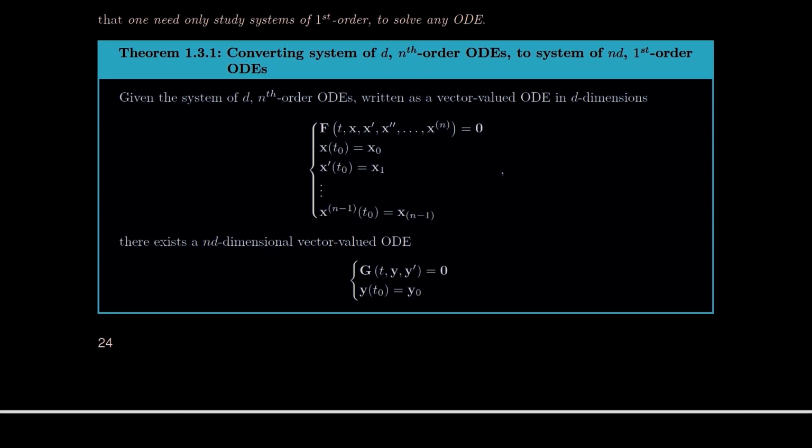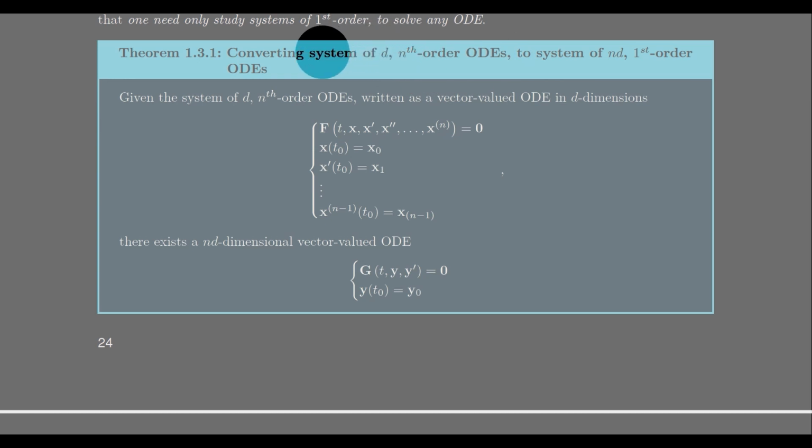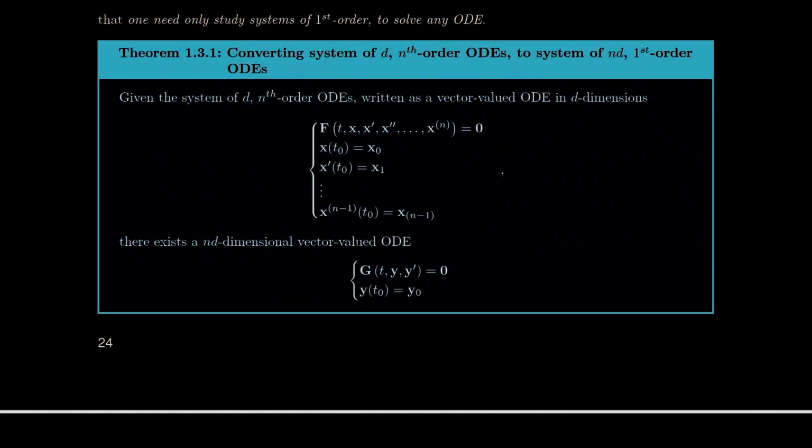This is the theorem called converting a system of d nth order ODEs. So I'm saying I have a system of d ODEs, and they're all nth order. We're going to convert that system into a system of nd ODEs, but they're all first order. In some sense, we're taking d copies of nth order ODEs and transforming them into nd copies of first order ODEs. And of course, the multiplication works out just fine.